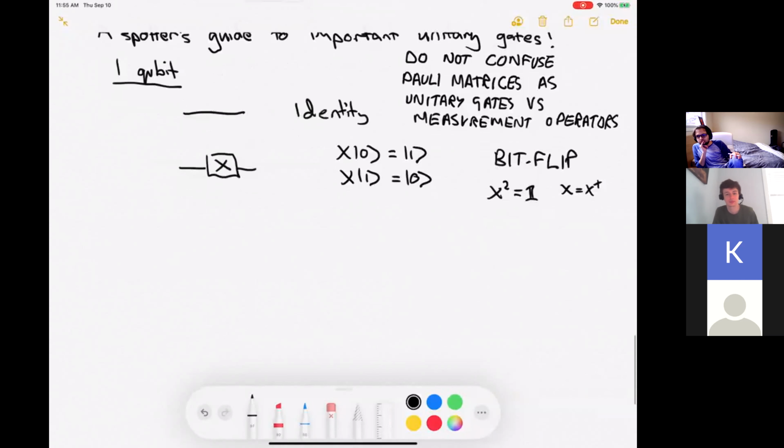How does the system know that the X matrix is being used as a unitary gate versus a measurement operator? Yeah, so this is one of those things where it's a lot more obvious to the system than it is to you.